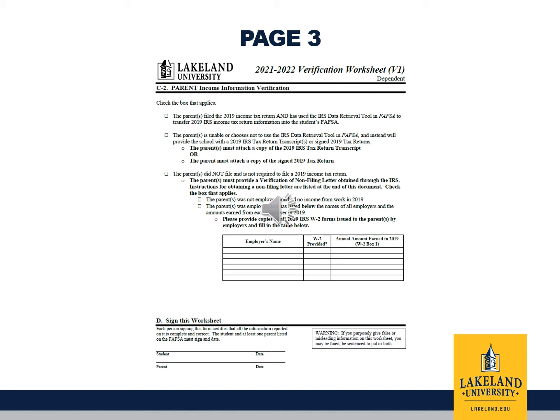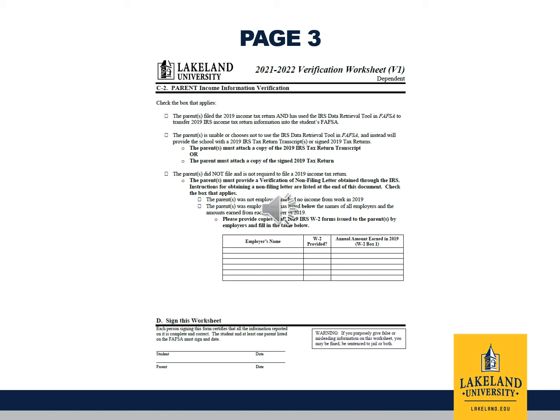Moving on to page 3 of the verification, this section will verify the parent financial information. So if the parent completed a 2019 tax return and used the IRS data retrieval, mark that box. If the parent completed a 2019 tax return and manually entered everything into the FAFSA, we will either need a 2019 IRS tax transcript or we can accept a signed copy of the 2019 tax return.